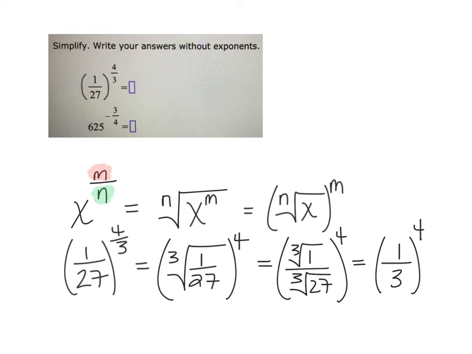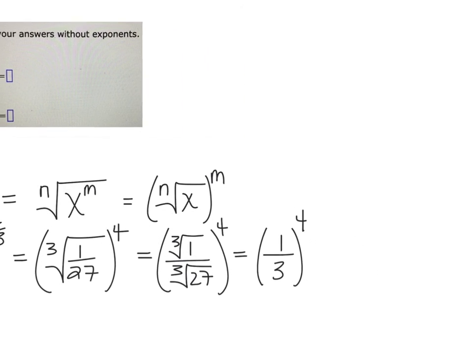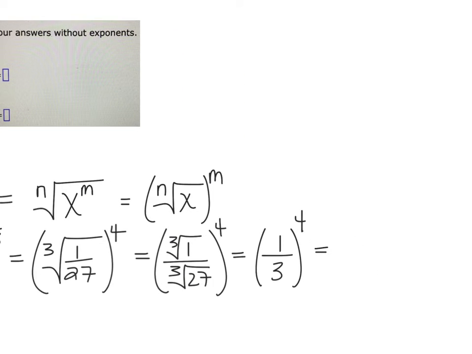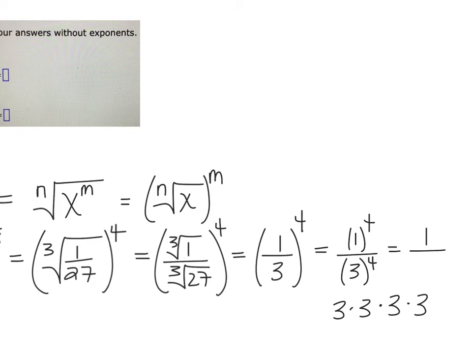And then we'll raise 1/3 to the 4th power, which means we are going to raise the numerator to the 4th power, so 1 to the 4th power, as well as the denominator, which is 3 raised to the 4th power. And then you have to remember 3 to the 4th power is 3 times 3 times 3 times 3. 3 times 3 is 9, 9 times 3 is 27, and 27 times 3 is 81. So the exact answer here would be 1 over 81, 1 divided by 81.